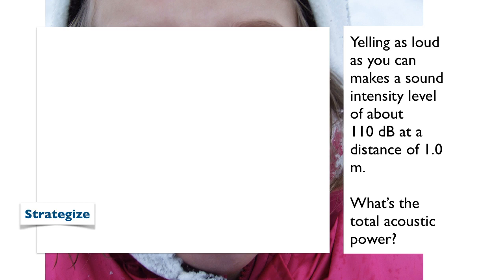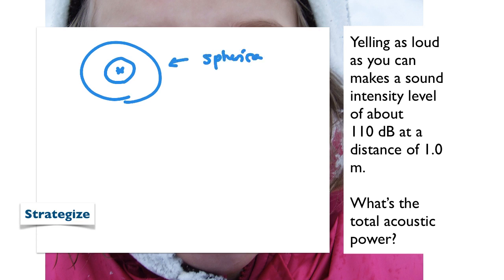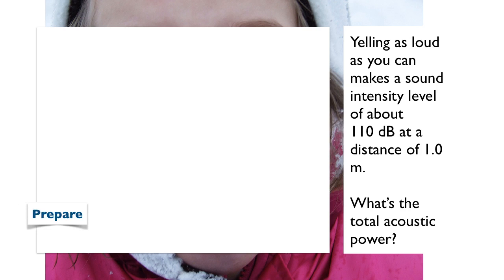I'm going to assume that when you're yelling, basically the sound spreads out evenly in all directions. So I'm going to assume that you're emitting a spherical wave. And we're given the sound intensity level, that's 110 decibels. Well, I want to convert that to an intensity because the intensity is the physically relevant quantity. And there's two ways to do it. But to do that, let's go on to the next slide and talk about that.